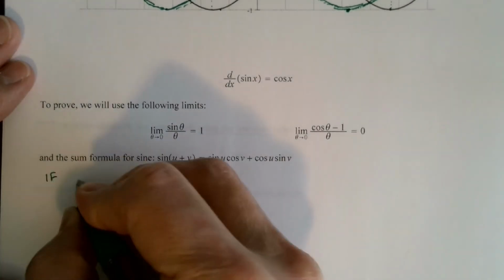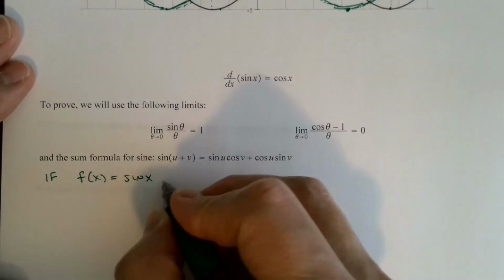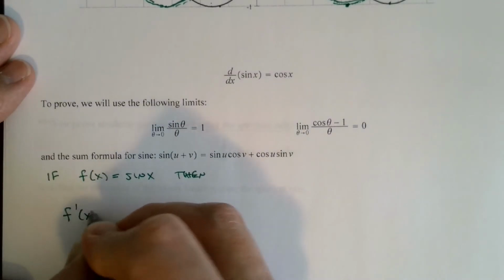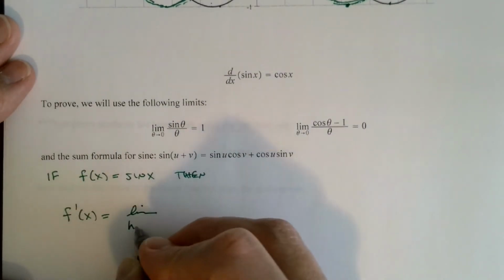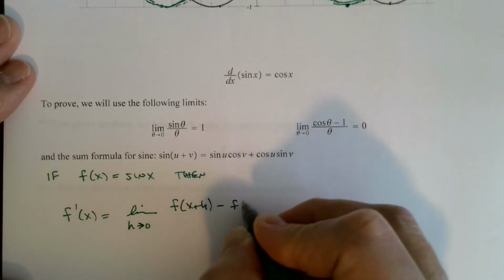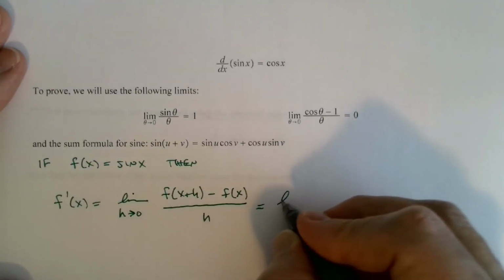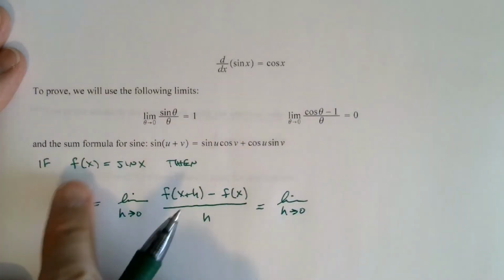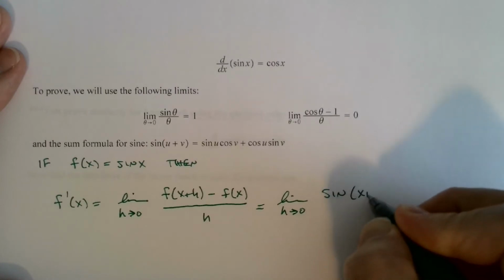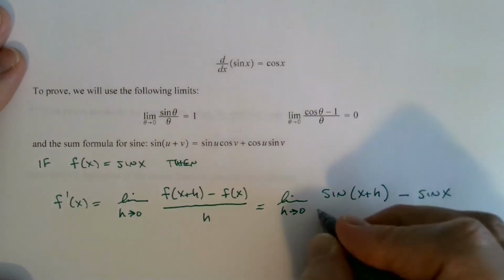So if our function f of x is equal to sine of x, then what is our derivative going to be? Well, by the definition, remember, it's the limit as h goes to 0 of f of x plus h minus f of x over h, right? There's our limit definition. So I'm just going to plug into our function, f of x is sine of x. So what is f of x plus h? That's sine of x plus h, minus f of x, which is just sine of x, all over h.